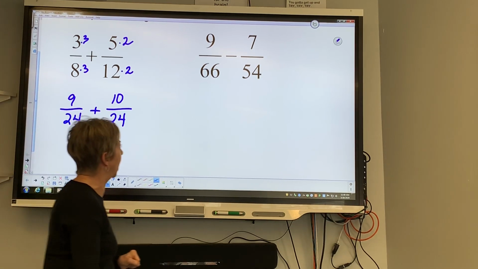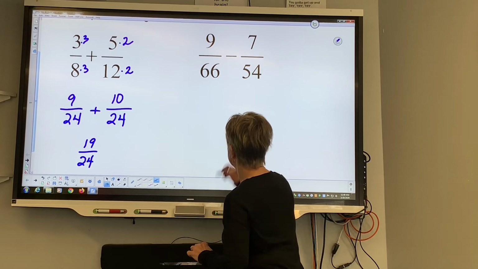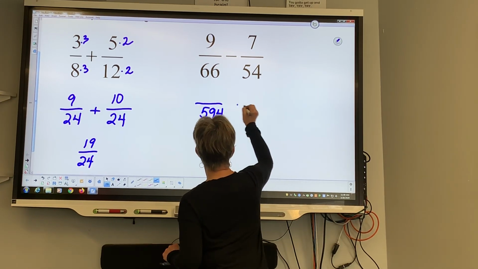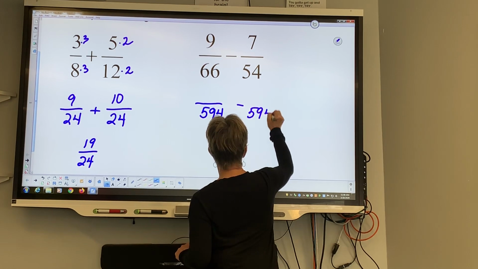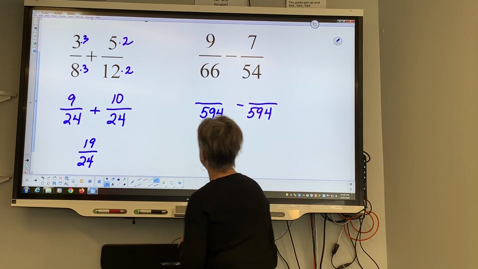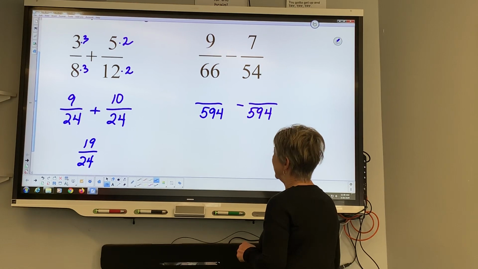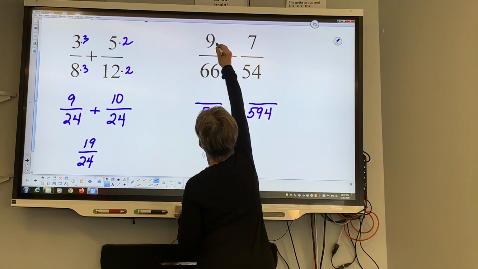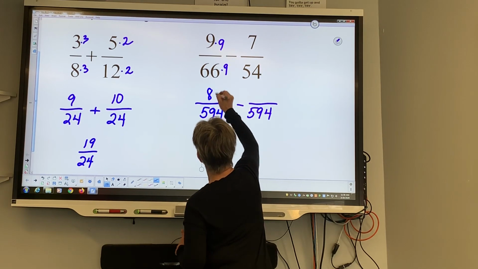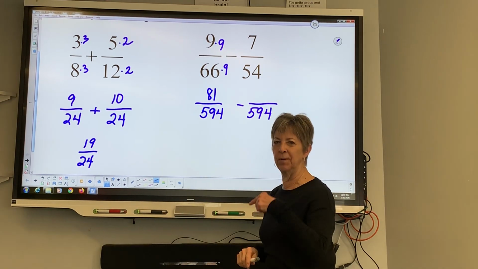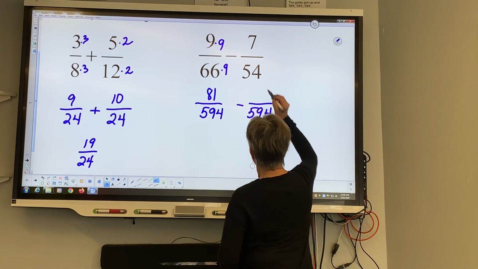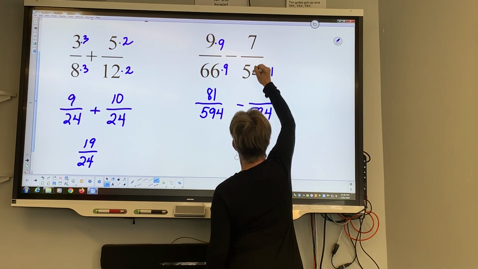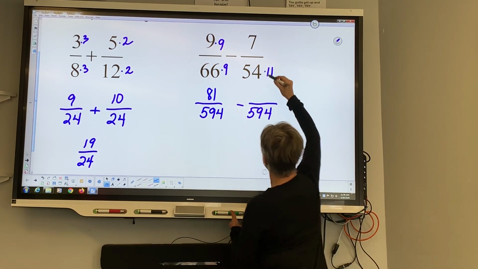All right. If you remember this one, the least common denominator was, I think, 594. Subtraction. 66 goes in there, I think 9 times. So 9 times 9 is 81. Hope this is right. I did it before and I'm trying to remember. 54 goes in there 11 times. So I'm multiplying 54 to get that.